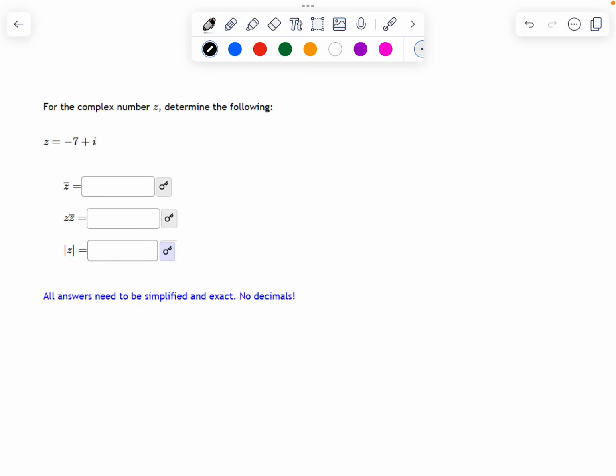Hello and welcome. So when we're looking at this, it says for the complex number z, determine the following. z is negative 7 plus i. All right, that's our complex number. And then it tells us to find z with a little bar above it, z times that z bar, and then |z|, which looks like absolute values. Now, this is kind of confusing.